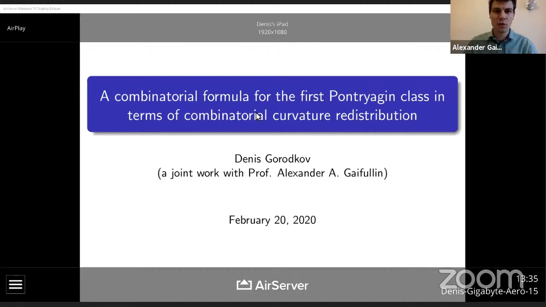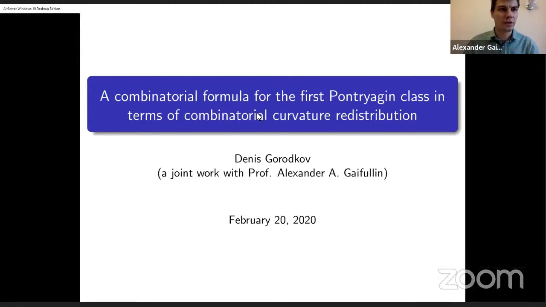Okay, so we start the last talk of today's morning session, and the speaker is Denis Garaktov. He will speak on a combinatorial formula for the third Pontryagin class in terms of combinatorial curvature redistribution. Thank you, Professor Gaifullin. By the way, the talk is based on a joint work exactly with Professor Gaifullin.